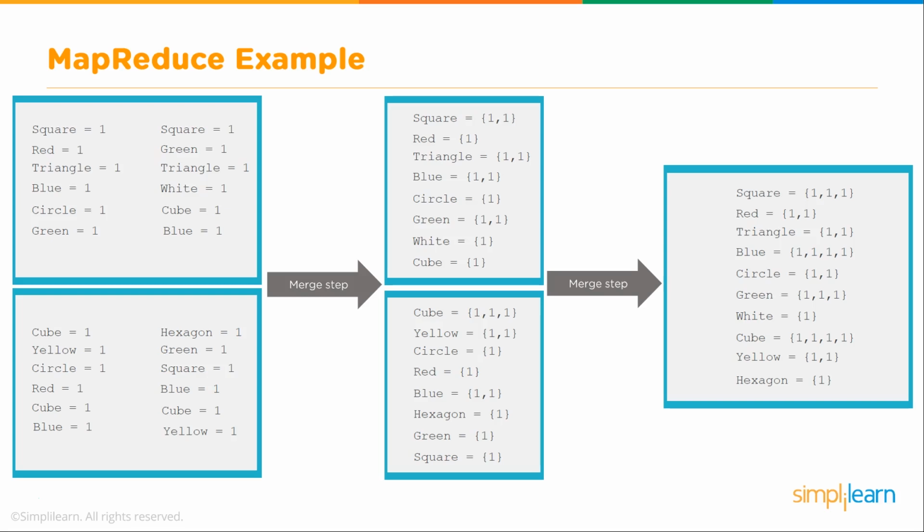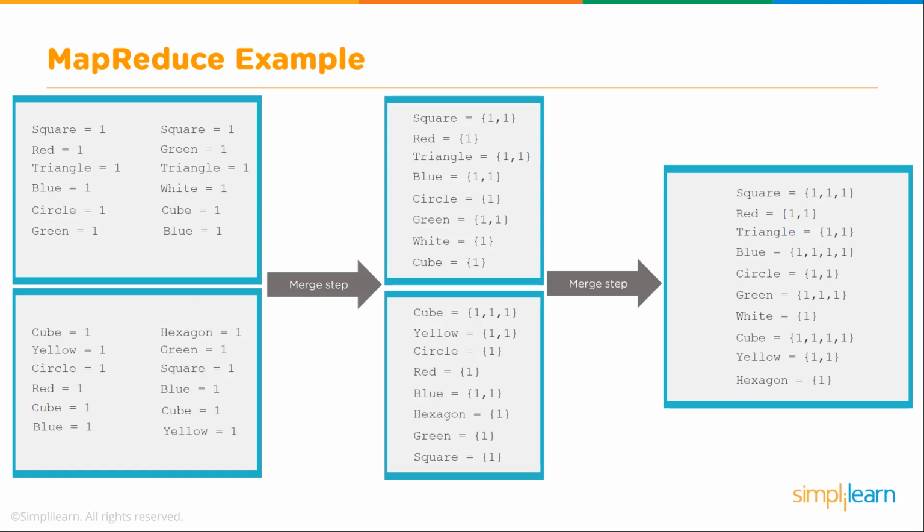So this is the shuffle step. The shuffle step actually takes up the most resources when you're doing a MapReduce program, because it is physically moving information from one node to another. And in this case, we take the square 1, now we have square equals 1, 1, red equals 1, triangle equals 1, 1, and the same thing below. And we shuffle that again and merge it again.